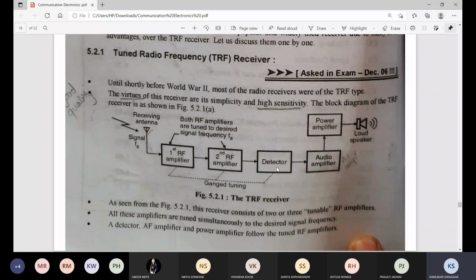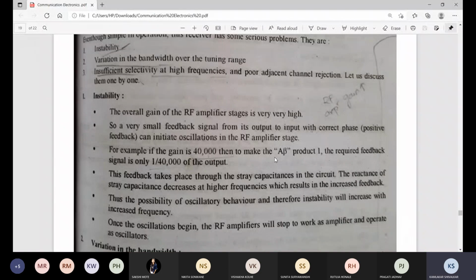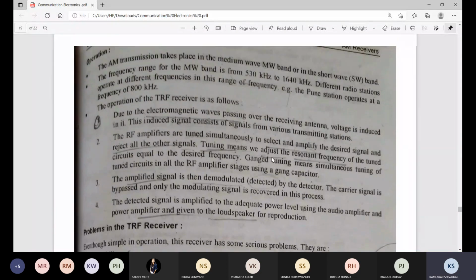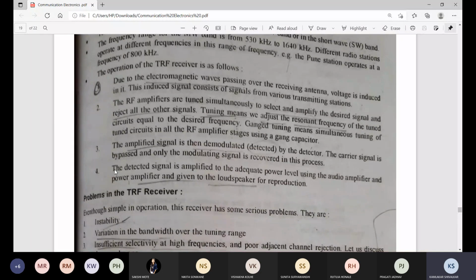Okay, as they generate the signal frequency, so that will be detected here, and the detector is a demodulator. So FC, that is the carrier frequency, and the modulating frequency get separated, and that modulating wave is transferred to the next stage. Okay. Then the amplified signal using a gang capacitor. Okay, the amplified signal is then demodulated, detected by the detector, and the carrier signal is bypassed or rejected, and only the modulating signal is recovered in this process.